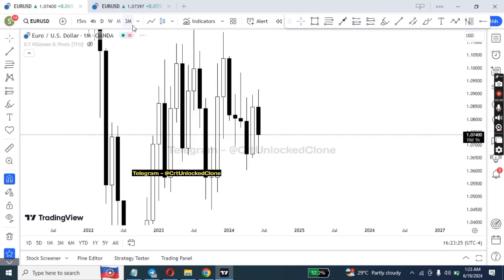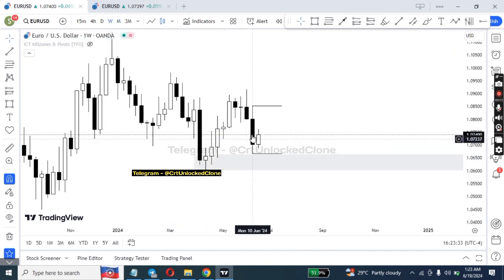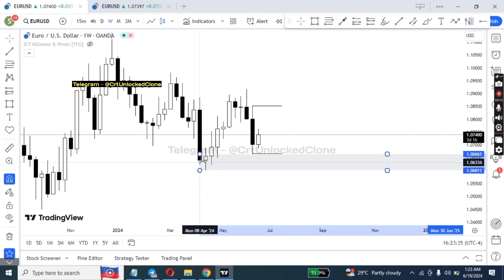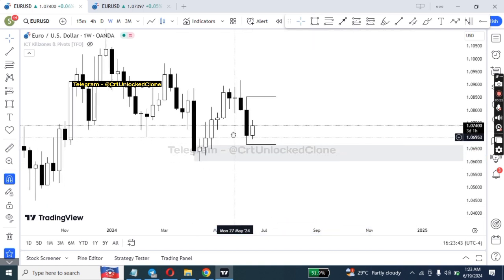If you go to the monthly time frame, then you can see that we have this discount rejection block right here, and on the weekly you can see that this big bulky candle, right? And this potential CRT, right, closed just above this rejection block.